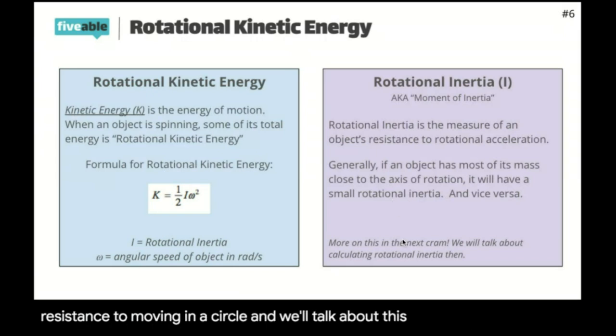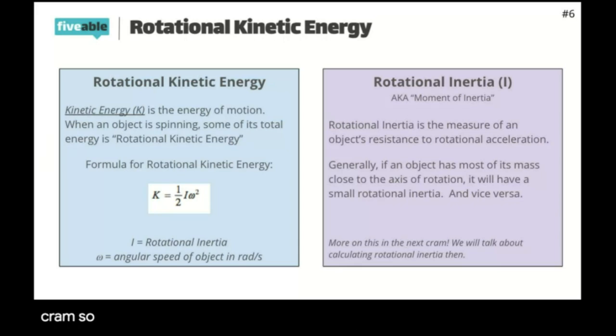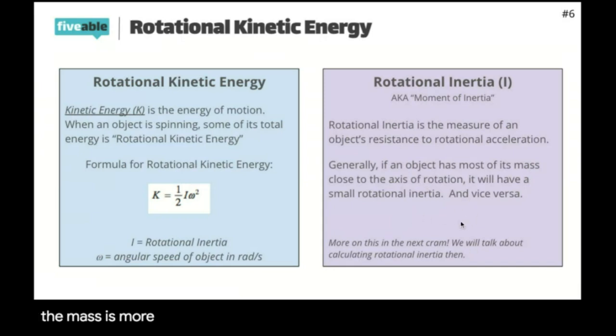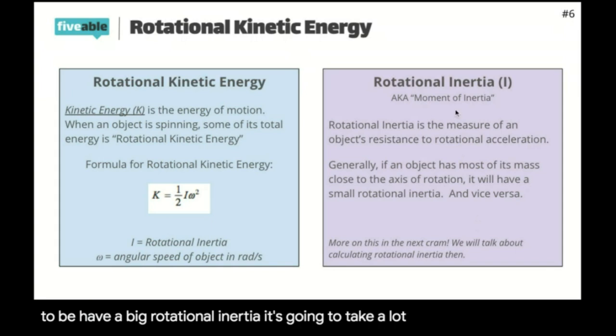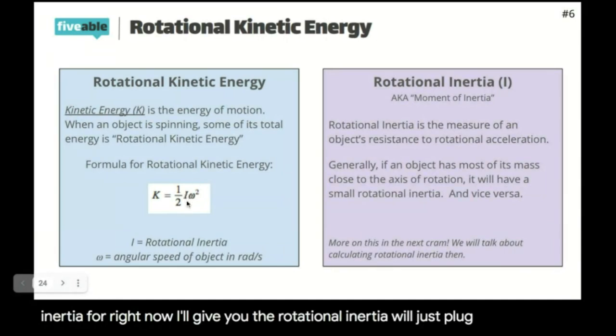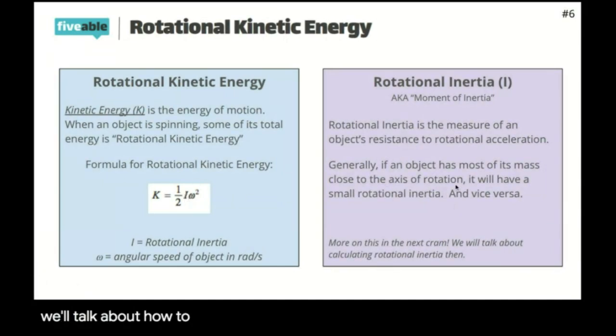We'll talk about this a lot more in the next cram, I think it's next Friday, if you want to know more about rotational inertia. But generally, the idea is if the mass is more spread out, further from the axis of rotation, then it's going to have a big rotational inertia. It's going to take a lot to get it to spin. And if the mass is close to the center of the axis of rotation, it's going to have a small rotational inertia. For right now, I'll give you the rotational inertia. We'll just plug it in as I. Again, we'll talk about how to calculate it more in the next cram.